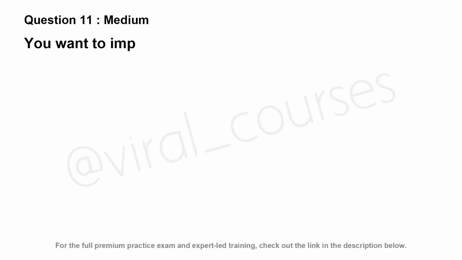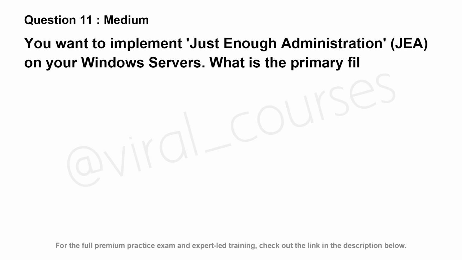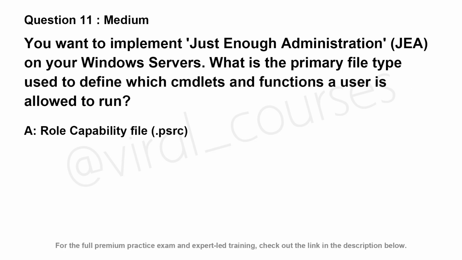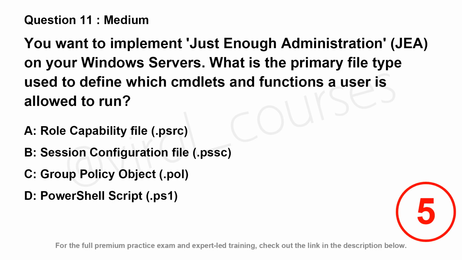You want to implement Just Enough Administration, JEA, on your Windows servers. What is the primary file type used to define which cmdlets and functions a user is allowed to run? Option A, Role Capability File, PSRC. Option B, Session Configuration File, PSSC. Option C, Group Policy Object, .pol. Option D, PowerShell Script, PS1.